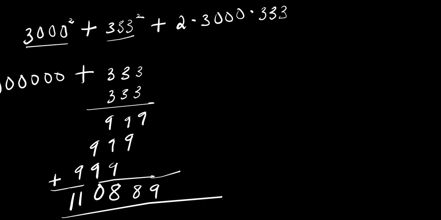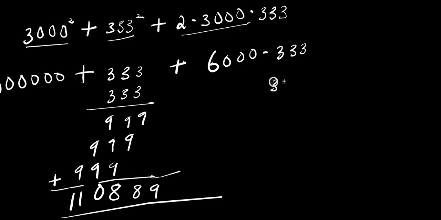Now for this other one here, we have plus 2 times 3,000. That is 6,000 times 3, 3, 3. So let's do that. We have 6,000. So let's multiply that out.